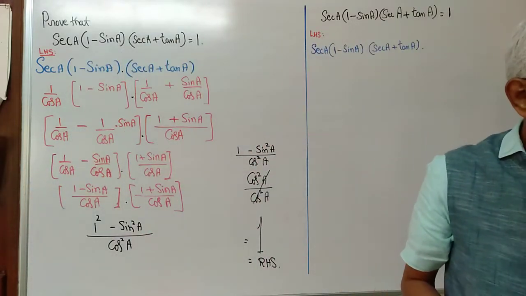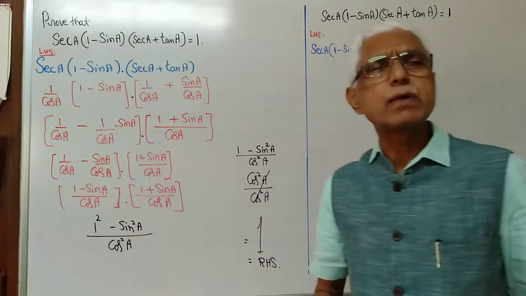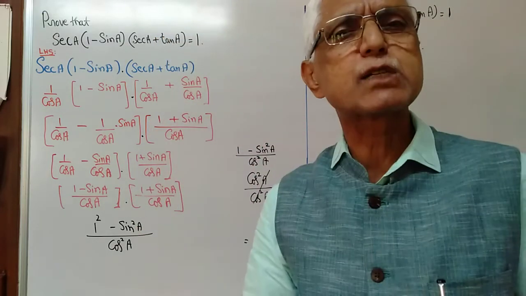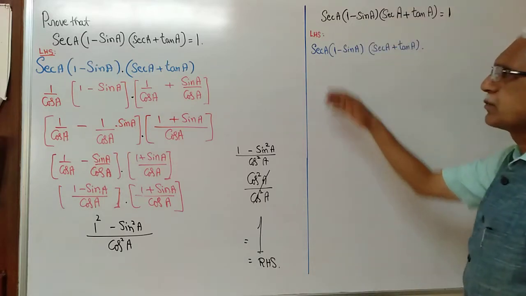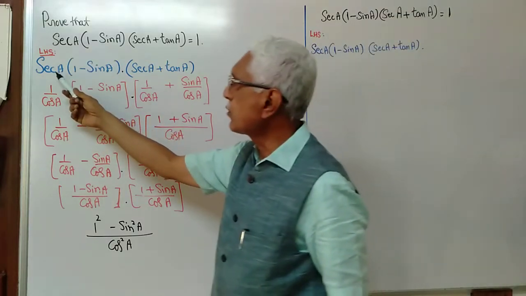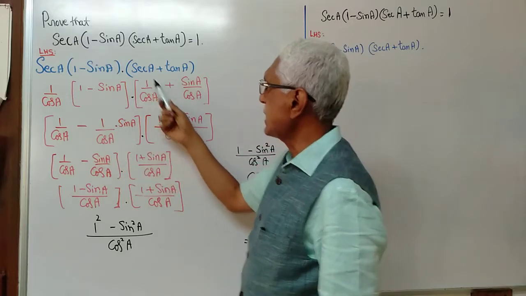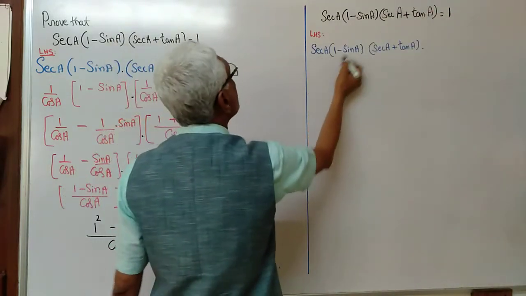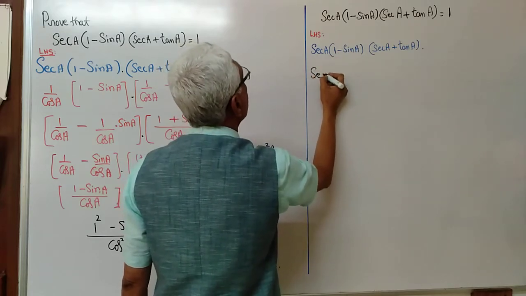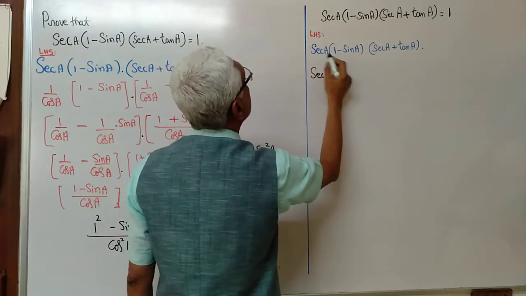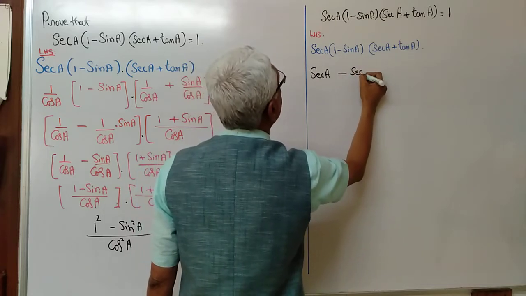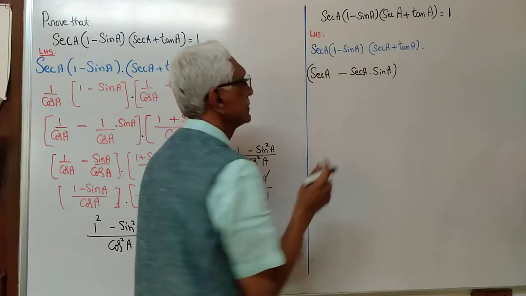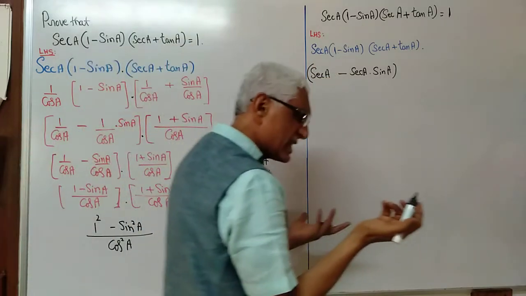I was trying to tell you that there could be multiple approaches. You must enjoy exploring that. Shall we think of this problem in a little different way? Here they wrote secant A as 1 over cos A and then they proceeded. Here I shall not do that. I shall remove the bracket: secant A into 1, secant A minus secant A into sin A, into secant A plus tan A. Agreed? I just remove the bracket. Let us see what happens.